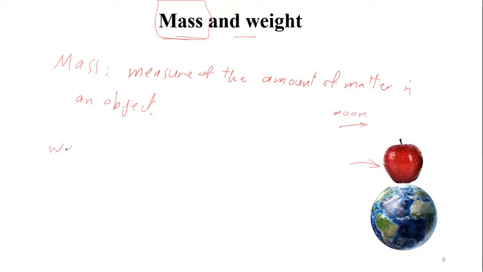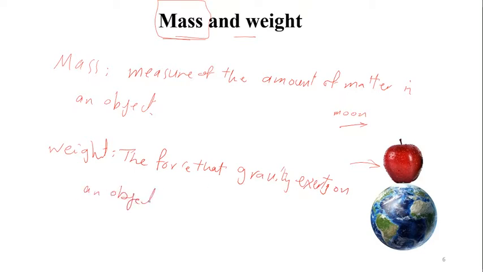As for the weight, it is the force that gravity exerts on an object. Weight is dependent on the location. This means the weight of an apple on Earth would be different from its weight on the moon.